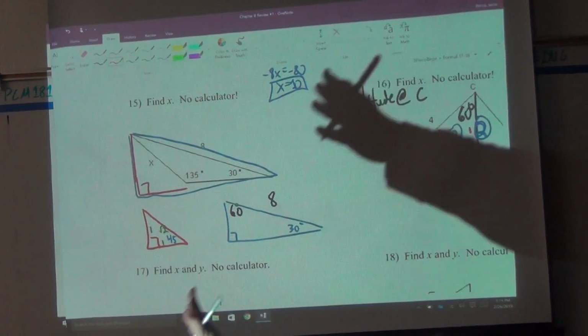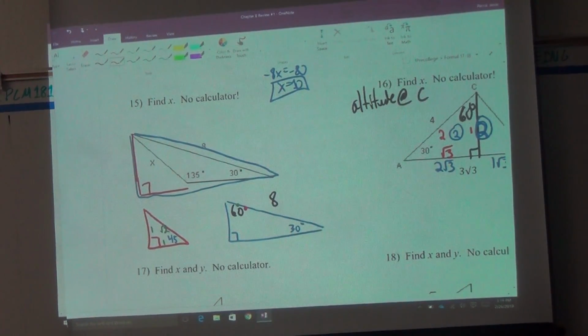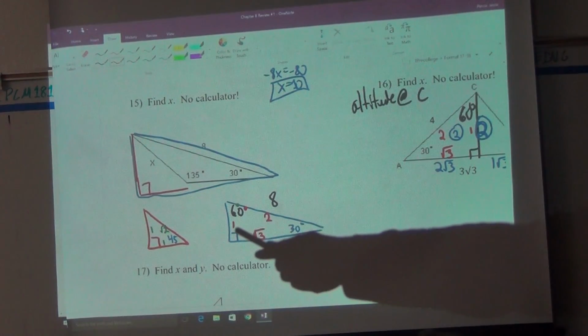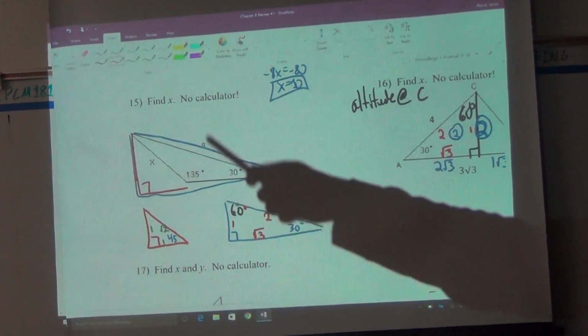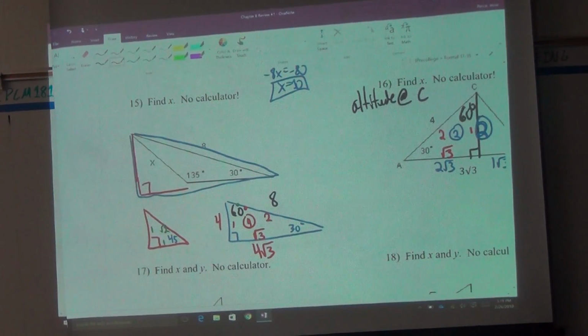How might I label the inside of this triangle, Matt? Go 1, square root 3, and 2. Across from the right parts. 1 across from the 30, 2 across from 90, root 3 across from 60. That means our scale factor is 4. Our 1 side is 4. And our root 3 side is 4 root 3.